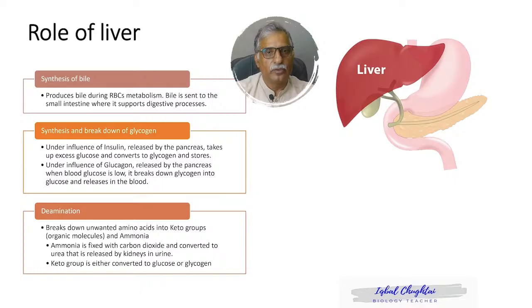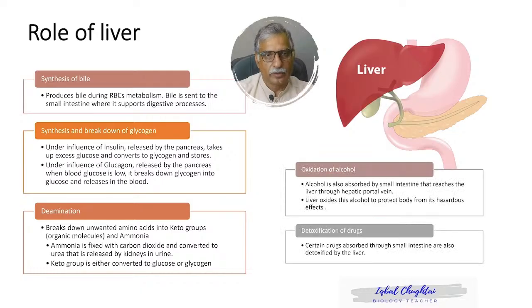Similarly, consider those who keep drinking alcohol, alcoholics. Alcohol, that is ethanol, is absorbed into the bloodstream through the small intestine, and through the hepatic portal vein it is carried to the liver, and the liver oxidizes that alcohol to kill its toxic effects. So alcohol toxicity is also minimized by the role of the liver.